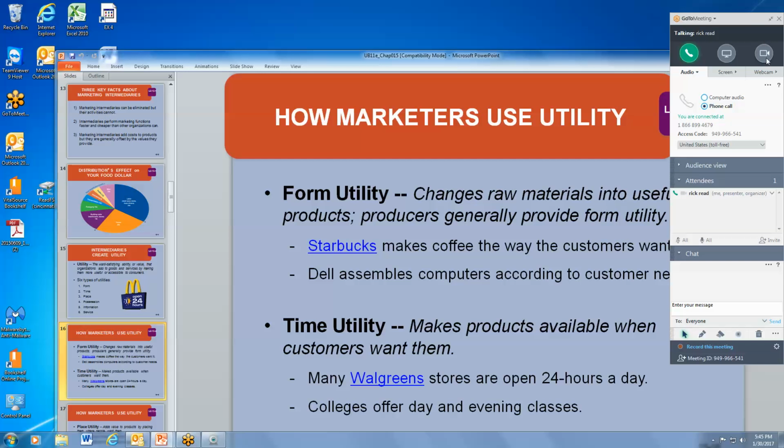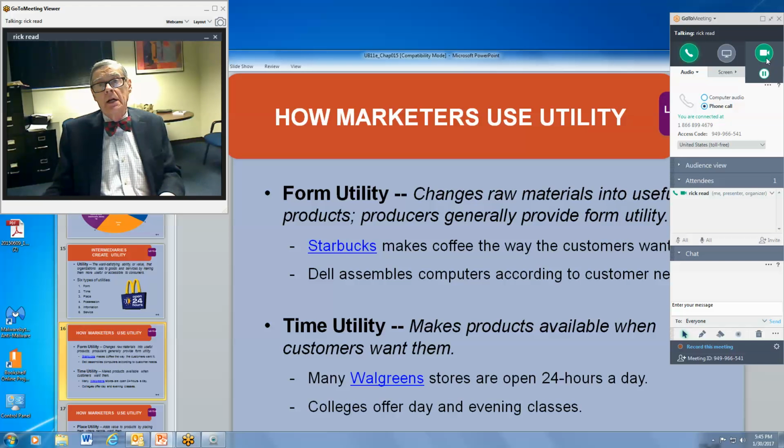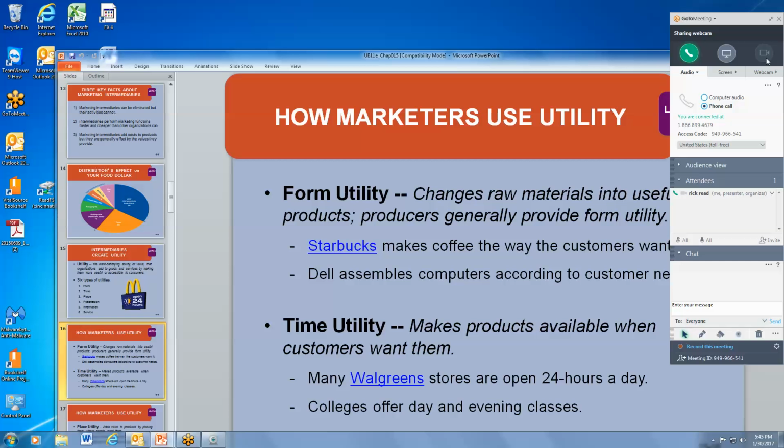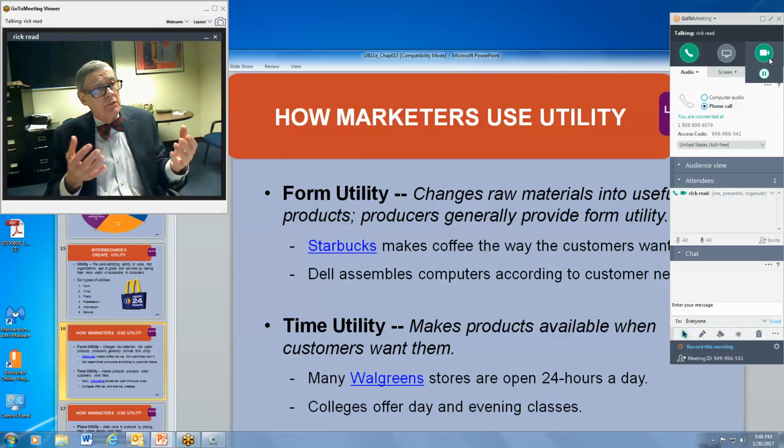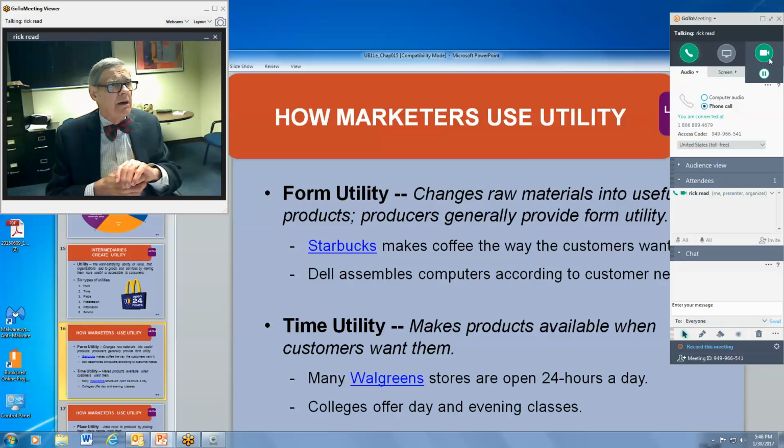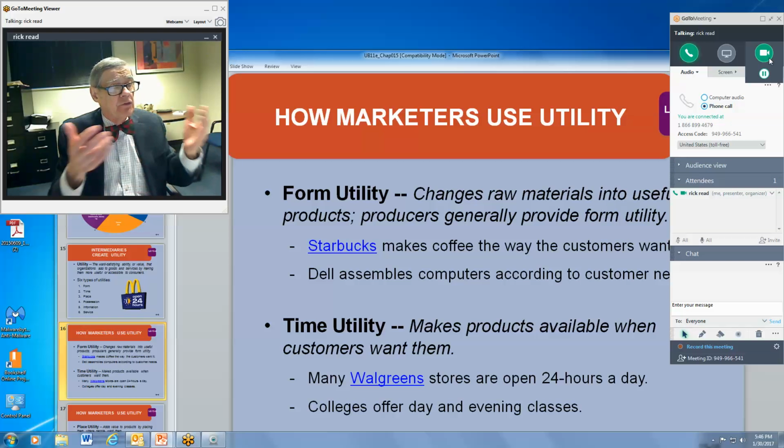Form changes raw material to useful products. And so here, this is form is Starbucks. Although I think Starbucks really, we ought to think about it as an intermediary, except Starbucks is making coffee from the coffee bean. Dell is or is not an intermediary, but see the functions that they perform here. Time utility is having something not only where you want it, but when you want it. This is the advent of 24-hour day stores, etc.